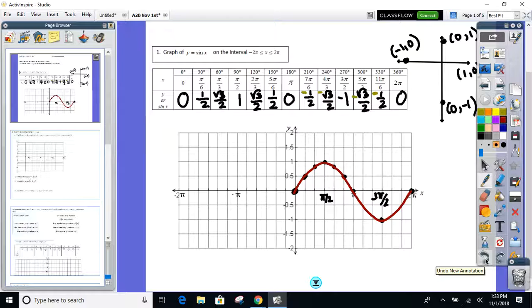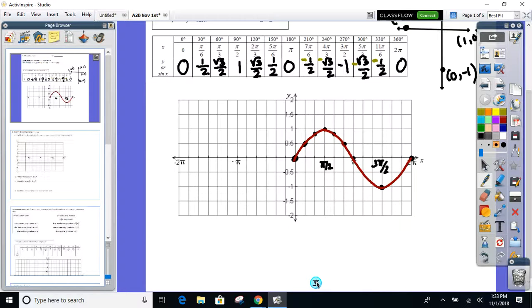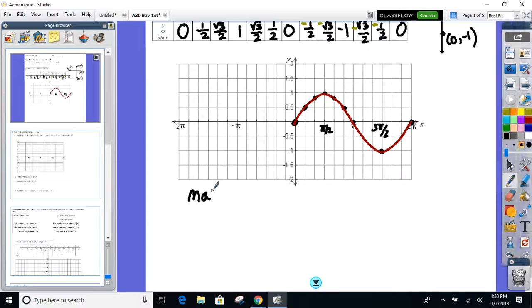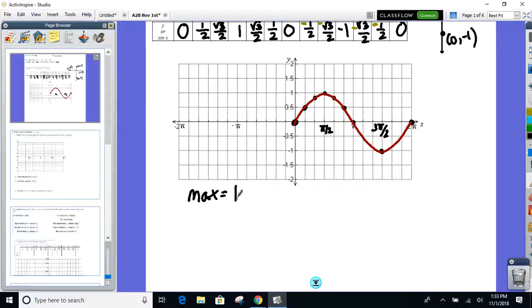And we're gonna stay there for a second because we got a lot of new vocabulary I'm gonna throw at you here today. Can you guys tell me a couple questions? What's the max value here? 1. Yep. When I talk max and min, I'm talking y values. Okay. What's the minimum value? -1. Nice.